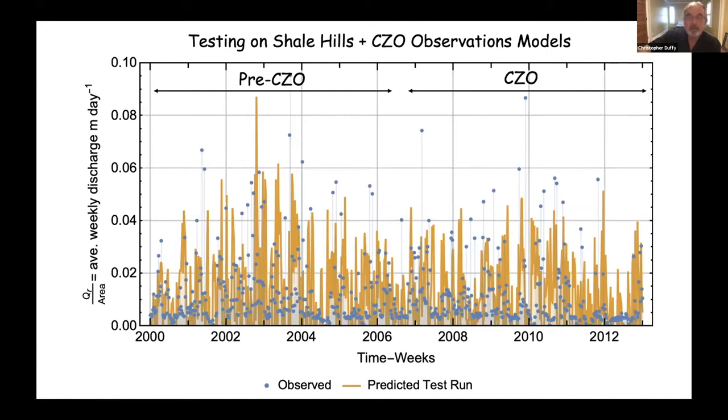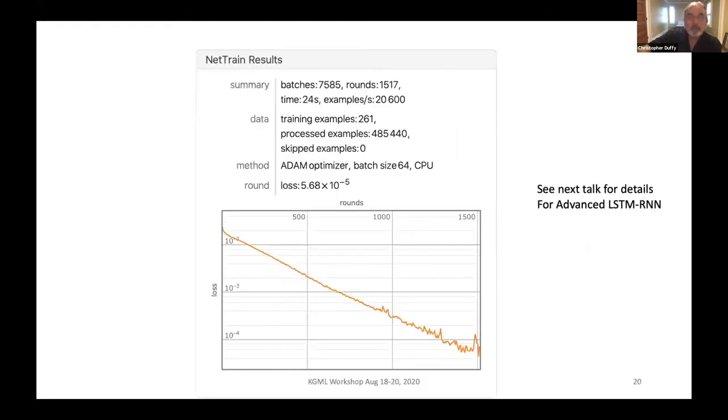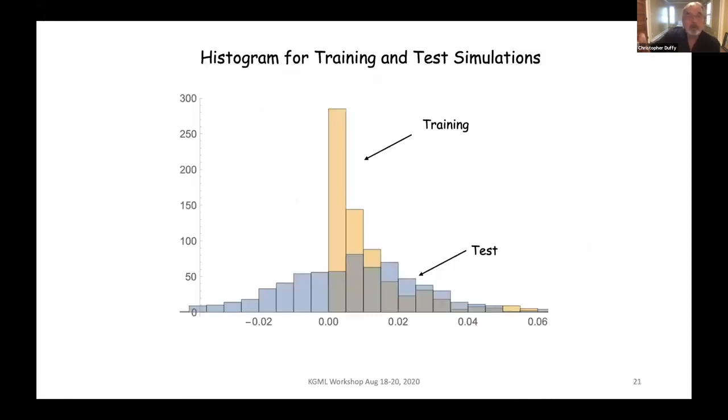It's not model data anymore. It's really biased towards the real data. Okay, well, this is just a net train result that shows the quality of the training results, but we also should look at histograms of training and test simulations.